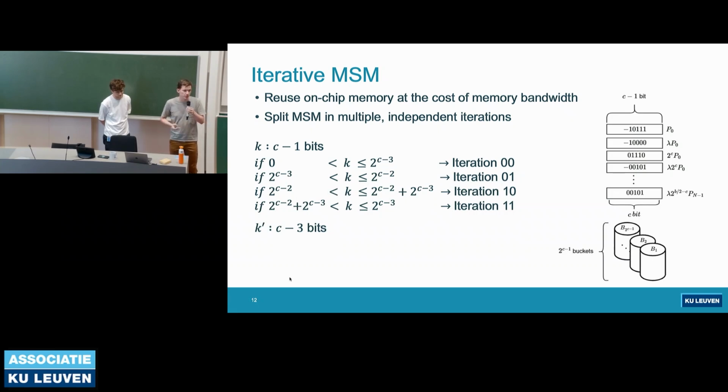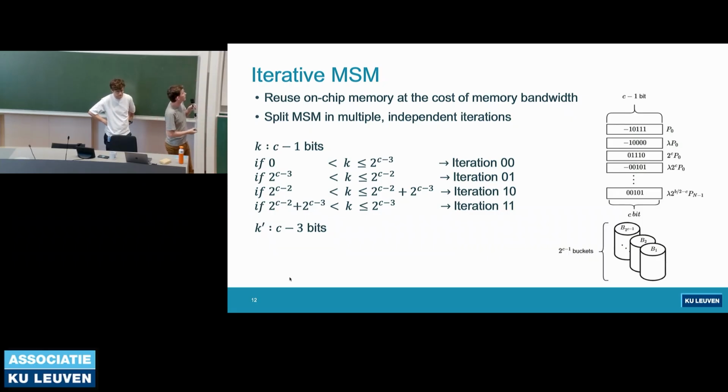Previously, we had scalars between 1 and 2 to the power c minus 1 because of signed-digit representation, but now we only want 2 to the power c minus 3, for example, different scalars. So how can we do that? Well, we will just select the scalars based on their uppermost, the most significant bits, and only handle those subscalars and those points in every iteration. If the subscalar is indicating that it belongs to another iteration, we will just simply drop it and forget about it in this iteration. Another iteration will handle it.